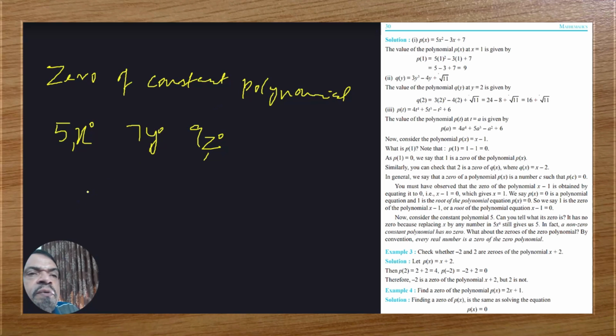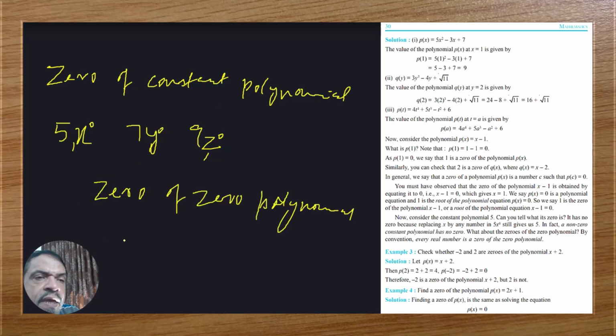And what about the 0 of the 0 polynomial? Any real number. See, 0 polynomial, so means whatever we put here, minus 1, 0, you can put here root 2. So means all numbers can be 0. In general, we will say that any real number can be the 0 of the 0 polynomial. And 0 of a constant polynomial, not possible.